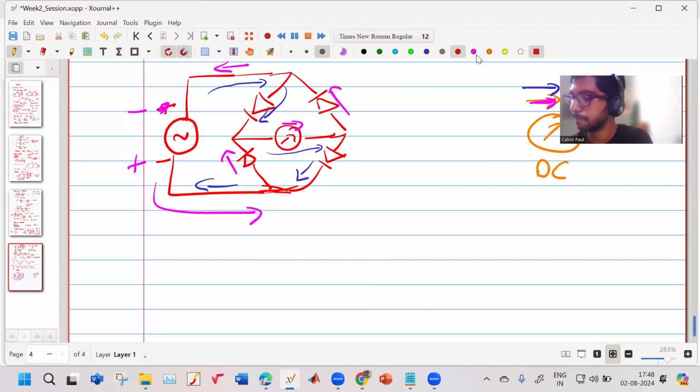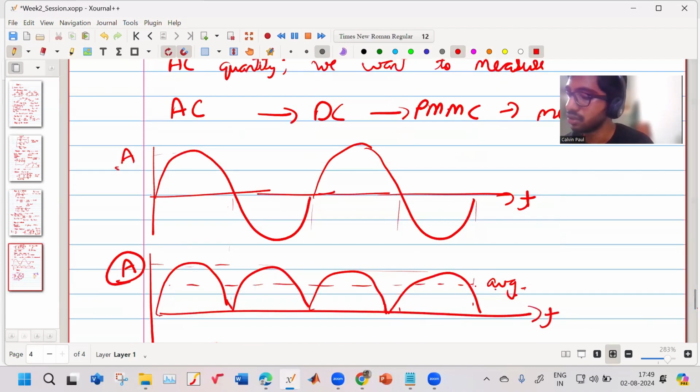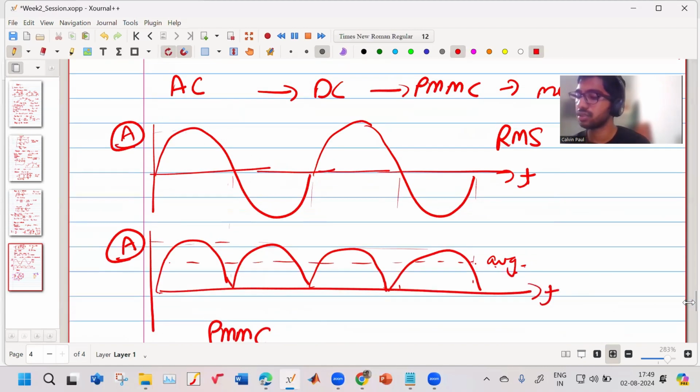And then whatever DC quantity is generated, it goes to your PMMC instrument. Because it is able to measure DC quantity, it is able to generate the average value of that. Once you know this average value, you can know the RMS value of the AC quantity. So we will check some sums.